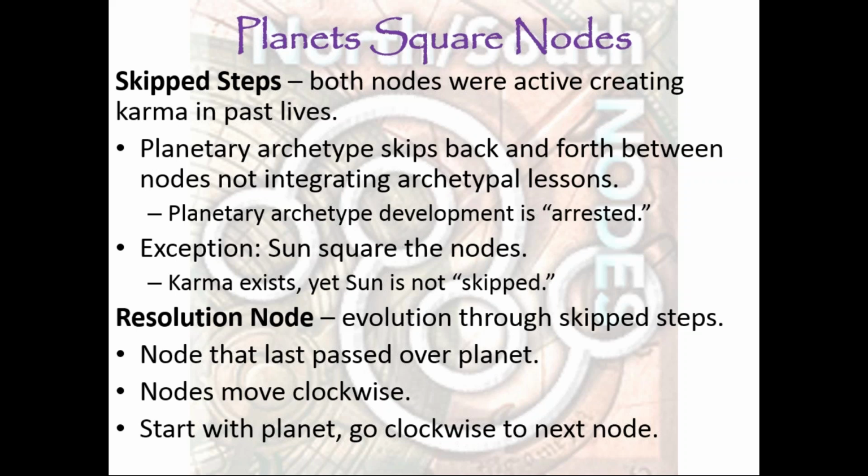Now, when we have these skip steps and we go back and forth and back and forth, and that planetary archetype is stuck, it's not really evolving as it is meant to, we look for what EA calls the resolution node. And that is the way through the skip steps. That's the way out of the confusion, out of the stagnation, out of the mess. And how we do that from an astronomy perspective is the resolution node is the node that last crossed over the planet. Now the nodes again move retrograde, or in a clockwise fashion. So how you look at it is you start with the planet and you reverse your way around the signs, you reverse your way through the houses of the zodiac to the first node you come to, and that is your resolution node.